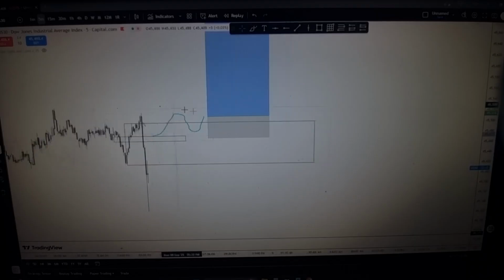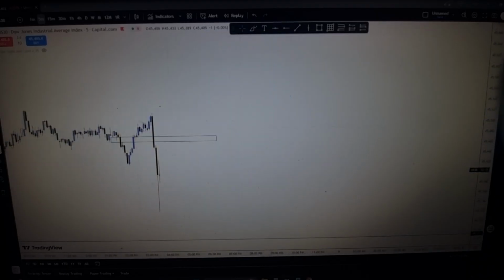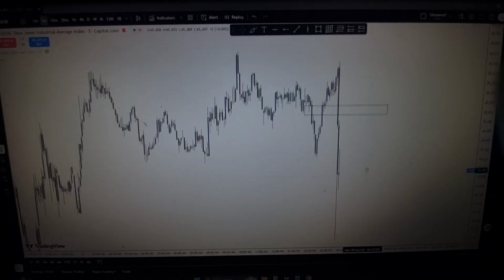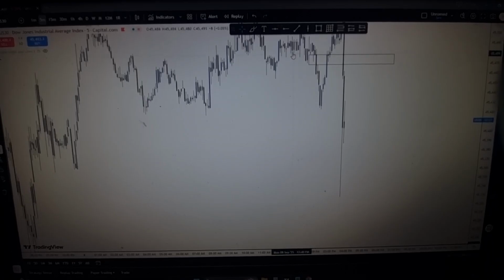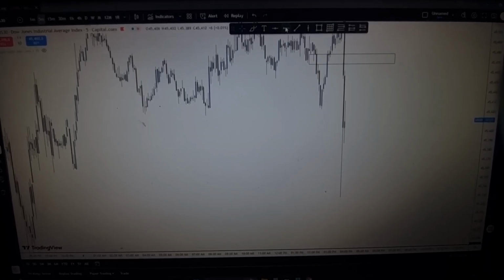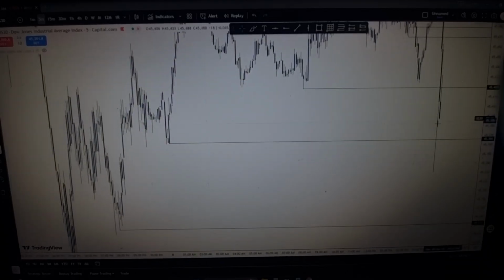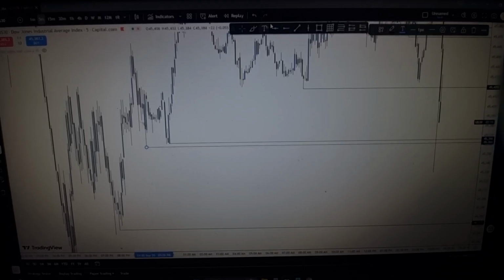So we're definitely gonna have to wait and see, because I do not think that we are gonna be bearish for the day. The only reason I was bullish was because we swept these lows and these lows. Did we sweep these? Yes. No. Okay.